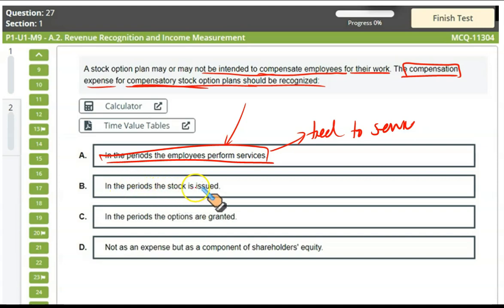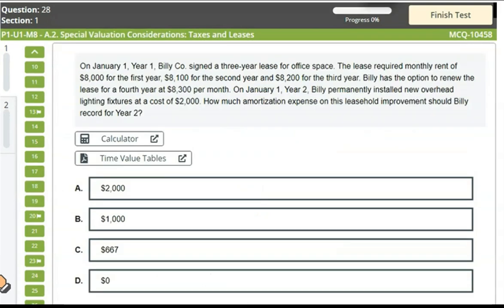In the period the stock is issued? No. When the service is performed. In the period the option is granted? No. When the service is performed. And it is not reported as an expense? In fact, it is reported as an expense. It is an expense because it is considered as a part of compensation of the workers.